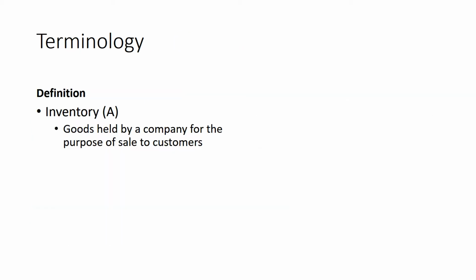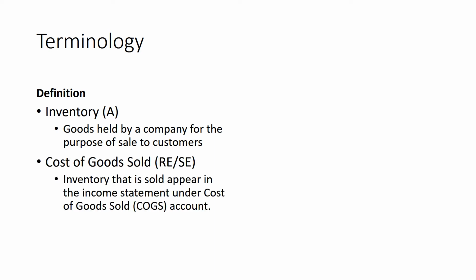Before we go any further, let's talk about a couple of terminology. The first one is inventory. Inventory is a current asset, and these are goods that are held by a company for the purpose of sale to customers. Along with inventory is an inventory expense, and it has a very specific name called cost of goods sold. Inventory that is sold appears in the income statement under the cost of goods sold account, and we typically abbreviate it as COGS.